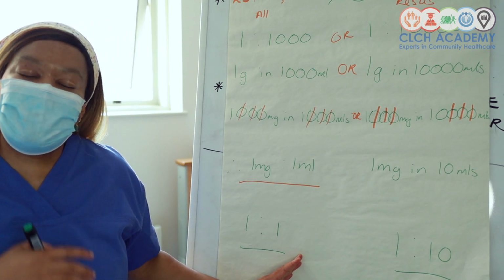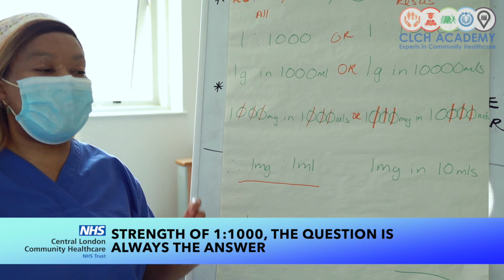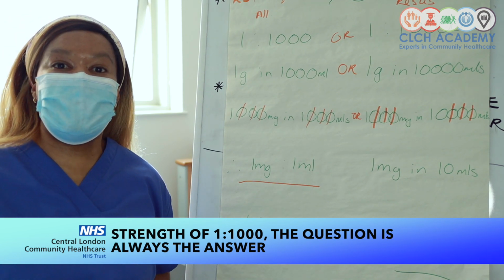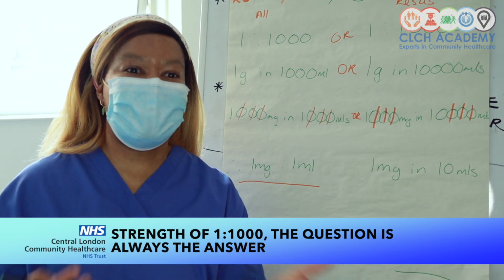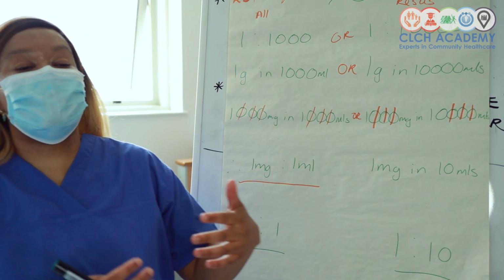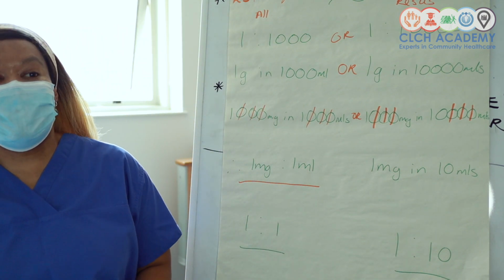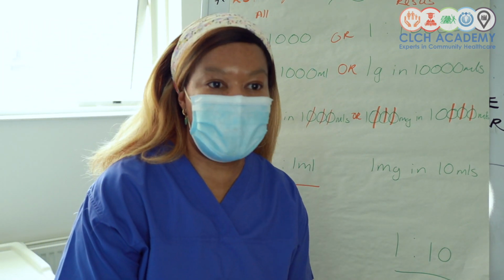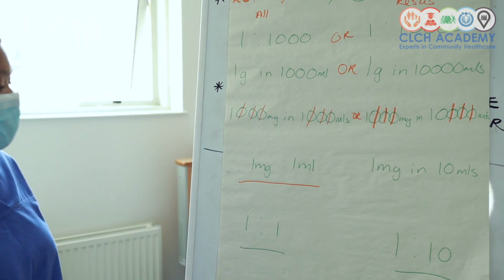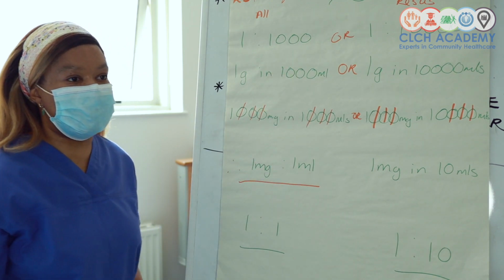I usually say for any ratio related question where the strength is 1 in 1,000, essentially 1:1, the answer is always in the other unit of measure. So if it was asking you for 5 milligrams, the answer would be 5 mils is what you'd be administering. If it was asking you for 0.5 milligrams, then you'd be giving 0.5 mils in the other unit of measure. So always think of it in terms of 1:1 for a 1 in 1,000 strength.